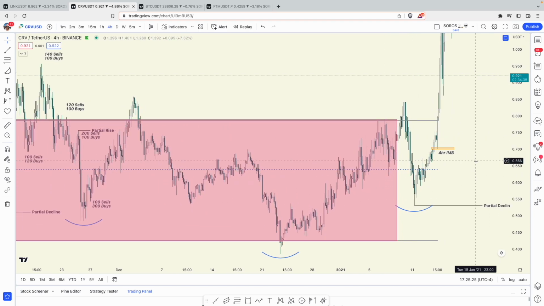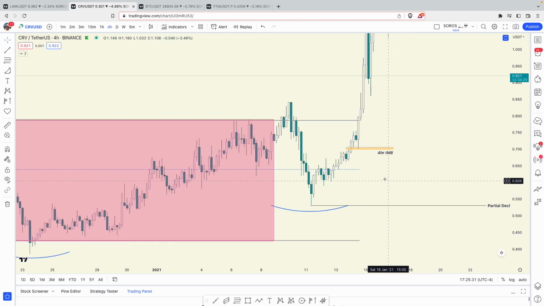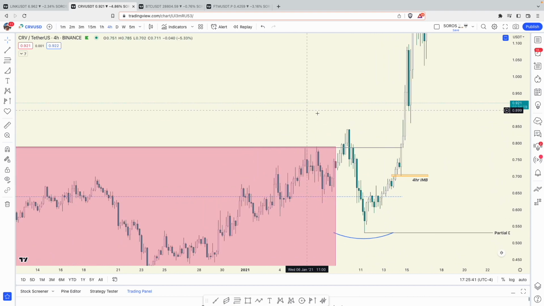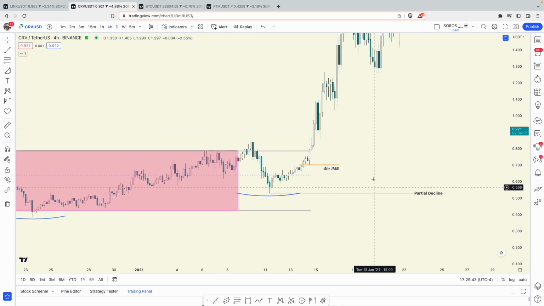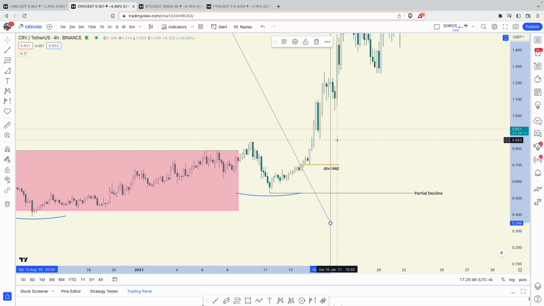And then once you hold that POC, you can see it pins it right there. You get one more push up here to the value area high, and then you form this 4-hour imbalance, engulf, and the momentum's so strong you leave the range, and then this is technically your range retest right here.